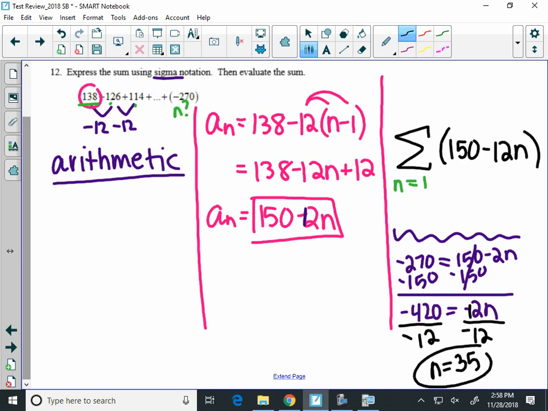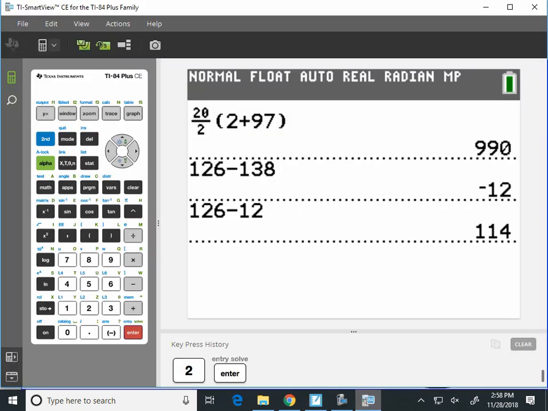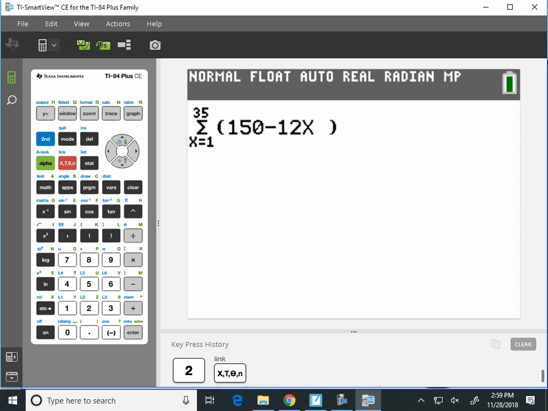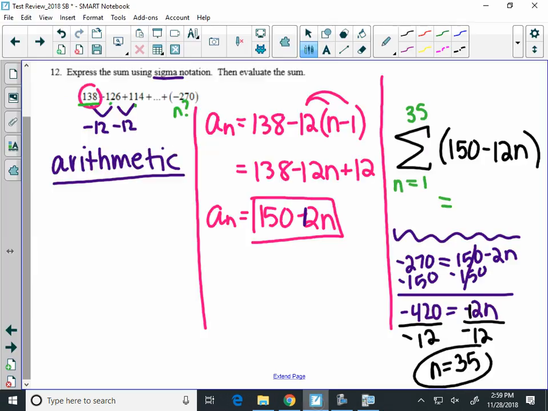So we now know that the negative 270 is the 35th term, which means that you are adding up terms 1 through 35 of this sequence. Once you get to that point, I would take my calculator and type it in. So to find the sum, you hit math 0. Remember, you always use x when you are typing in the sum. Right? Always x. So you type in your equation, 150 minus 12x, and then you just have to hit enter. And that will give you the sum. When you add up all those 35 terms, you get negative 2,310. Great, that's your final answer.